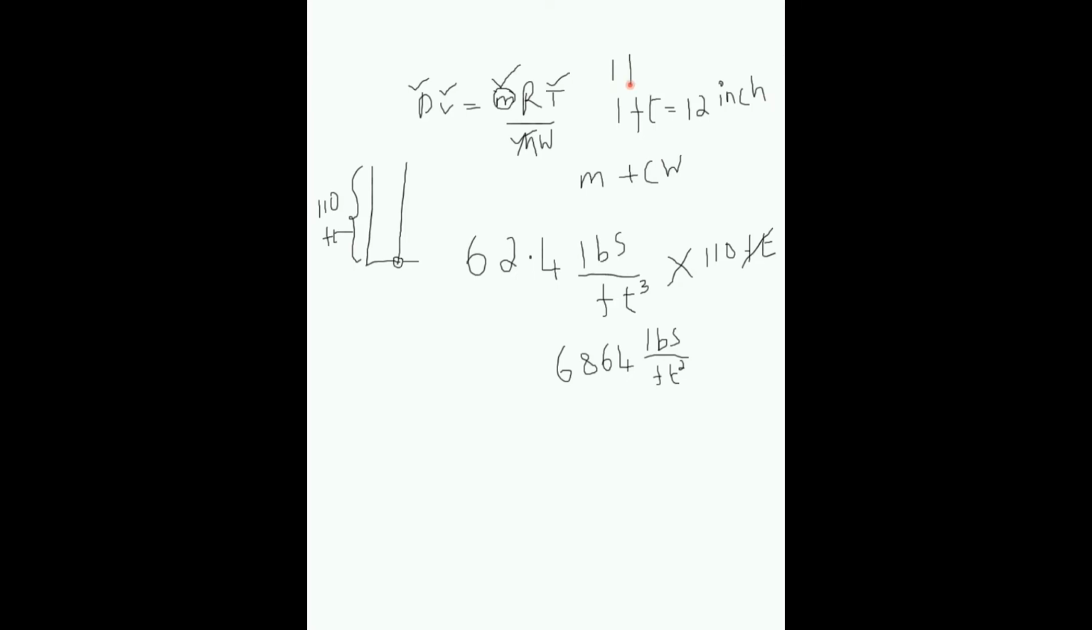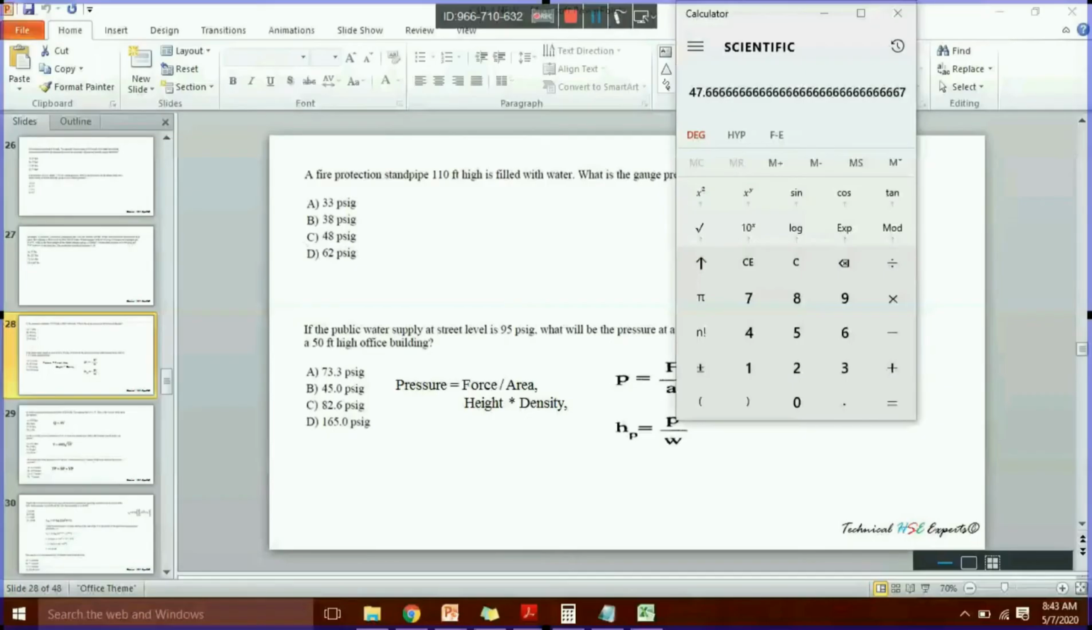1 feet square is equal to 144 inch square. Am I right? Yeah. So substitute this inch square here. 6864 divided by 144 inch square. Am I right? So divide by 144, how much is it? 47.7. So go back to your question. It is option C, 48 psi gauge.